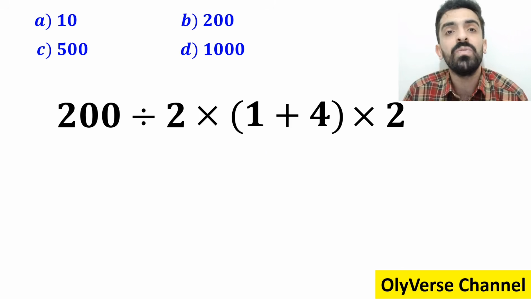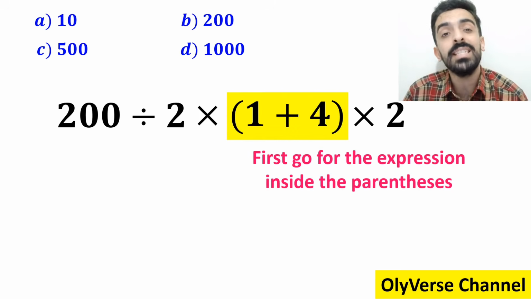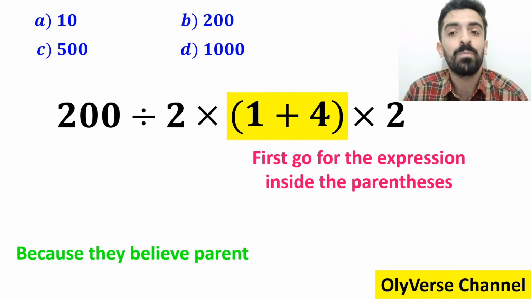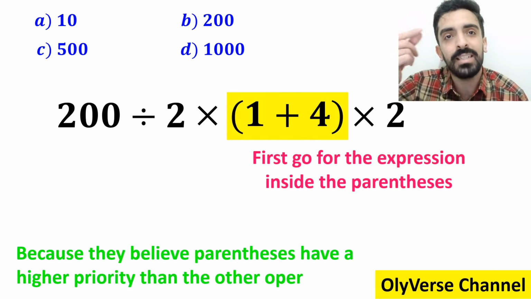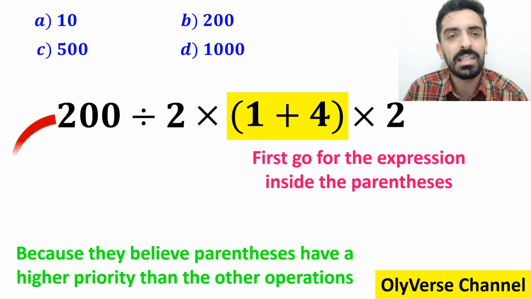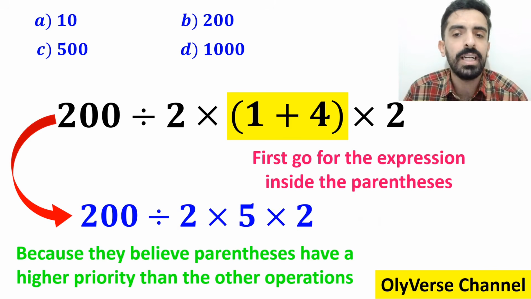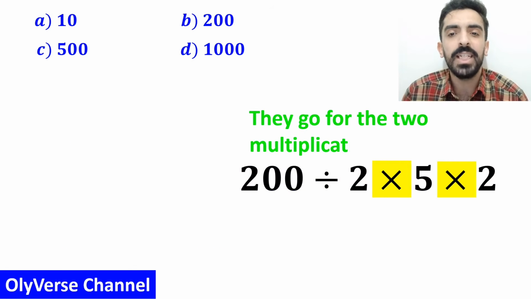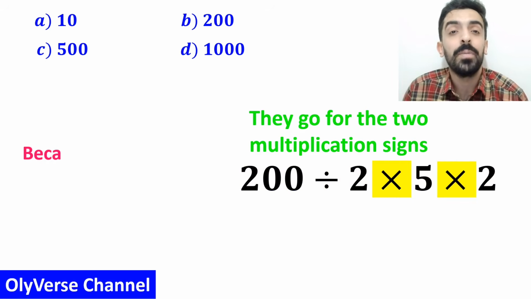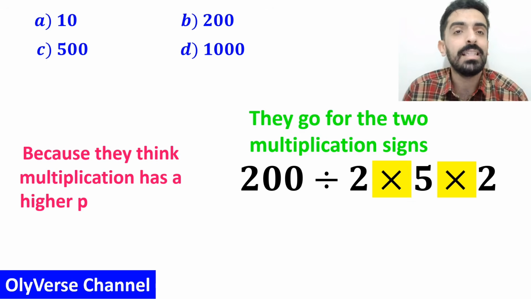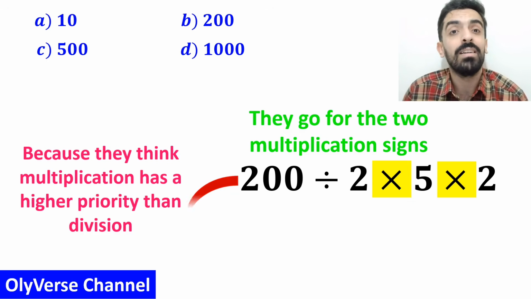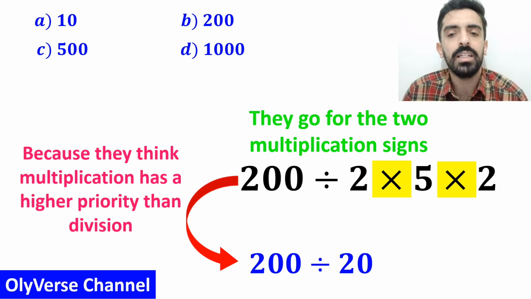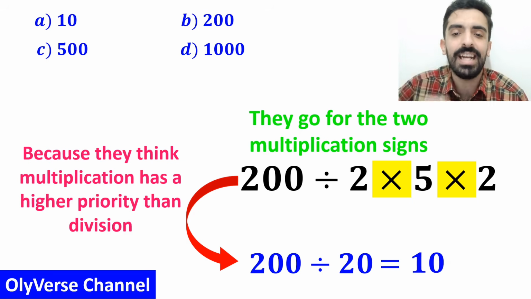Many people, when trying to solve this question, first go for the expression inside the parentheses because they believe parentheses have a higher priority than the other operation. So, they simplify this expression to 200 divided by 2 multiplied by 5 and again multiplied by 2. In the next step, they go for the two multiplication signs that I've highlighted in yellow because they think multiplication has a higher priority than division. So, instead of this expression, they write 200 divided by 20, which finally gives them the answer 10.